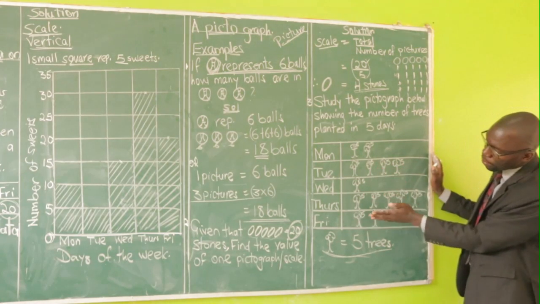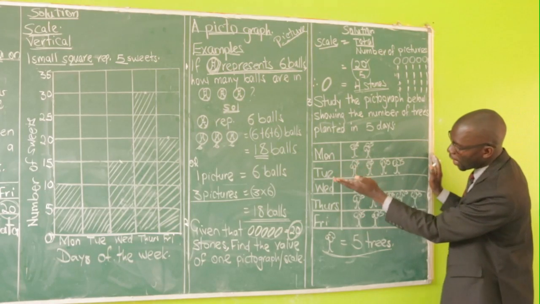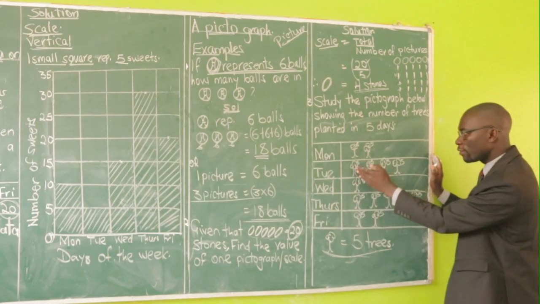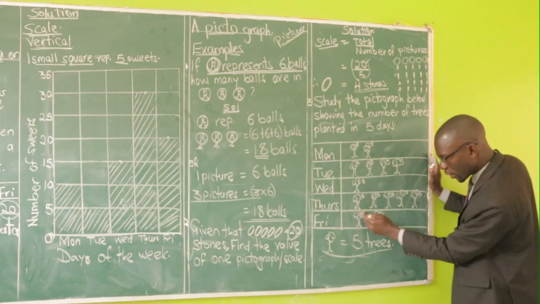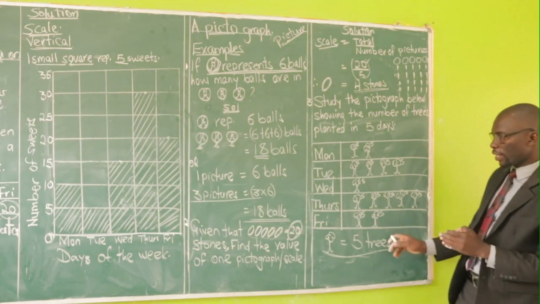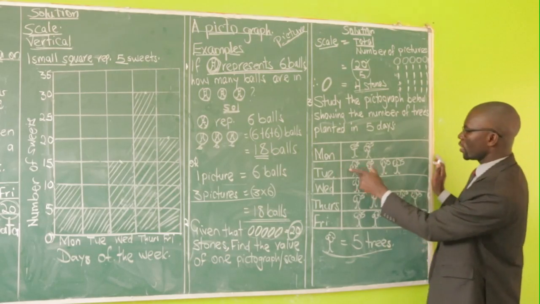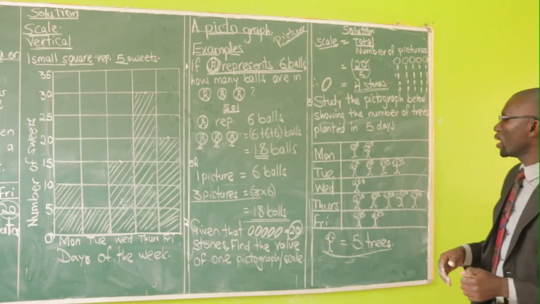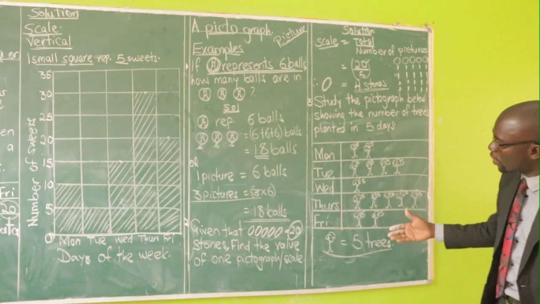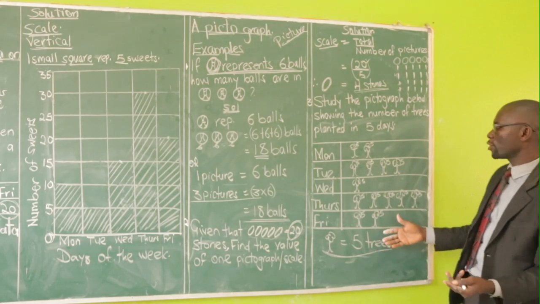So how many trees were planted on Tuesday and Friday? Get the 5 plus 5 plus 5 plus 5 and then plus 5 plus 5. On Friday they are 10. And then on Tuesday how many are they? 20. And then put them together. So they can even ask you questions like, on which day was the biggest number of trees planted?